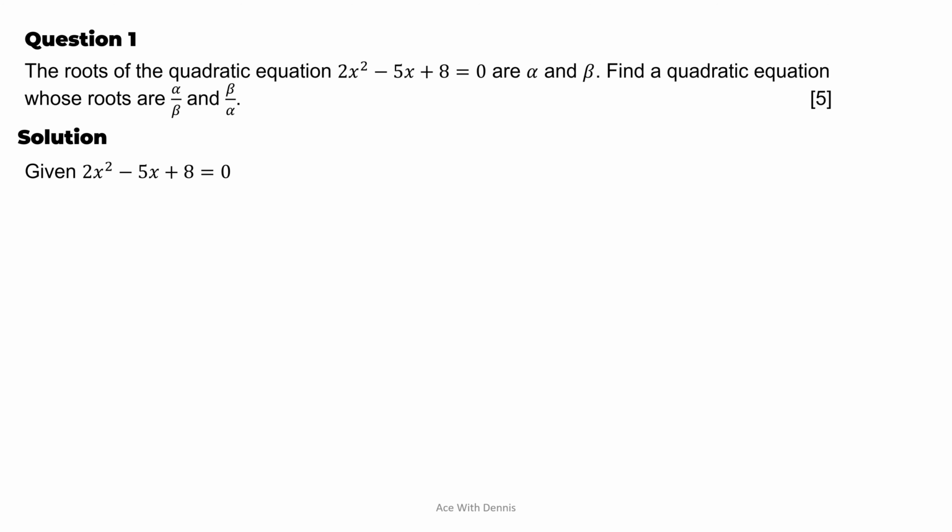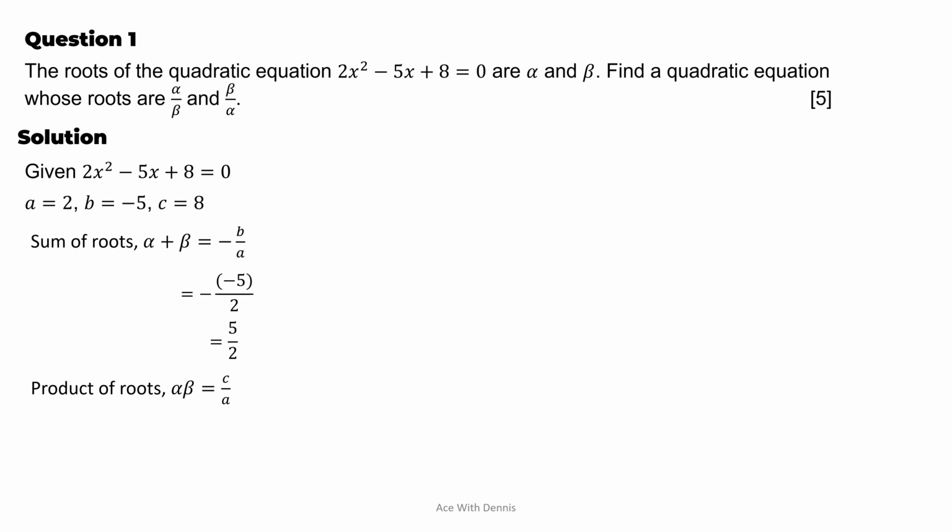So given the equation 2x squared minus 5x plus 8 equals 0, we can determine the values of a, b, and c. For this case, a is 2, b is negative 5, and c is 8. Then from here, we can find the sum of roots, alpha plus beta, which is equal to negative b over a, and it is negative bracket negative 5 over 2. Simplify, we get 5 over 2. We also can get the product of roots, which is alpha beta equals c over a. For this case, it is 8 over 2, and simplify, we get 4.